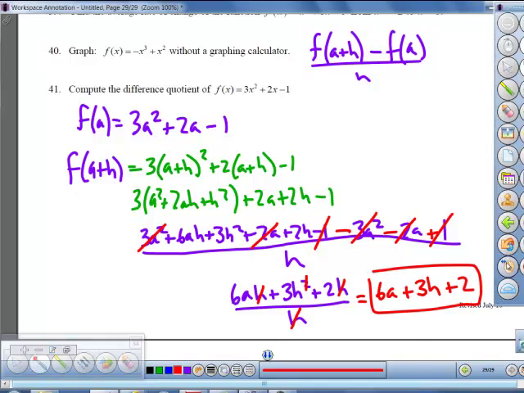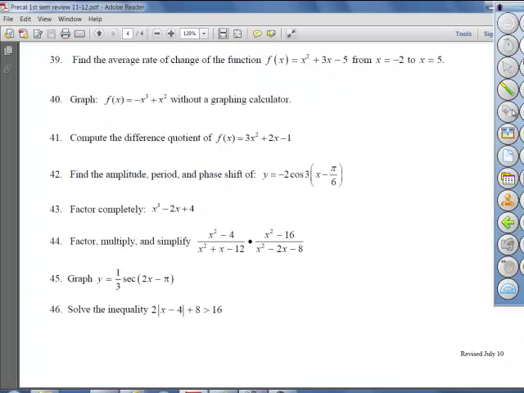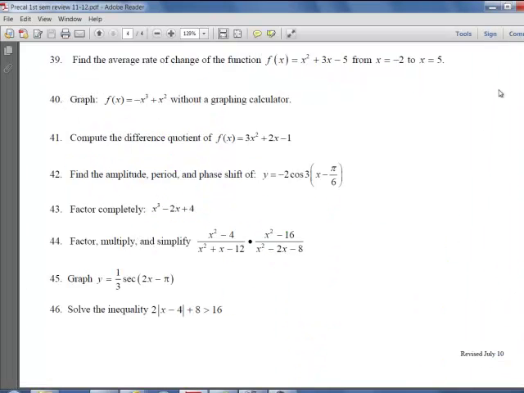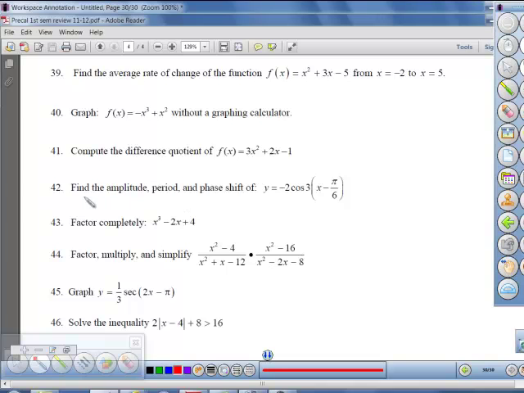Okay? Ugly. But there it is. Okay, 42, it says find the amplitude. That's easy. So amplitude is just the absolute value of this, so it's going to be 2. Find the period. The period is the b term, so the b term is 3. You guys see that? So 3 over, it's cosine, so it's 2 pi. So period is going to be 2 pi over 3.